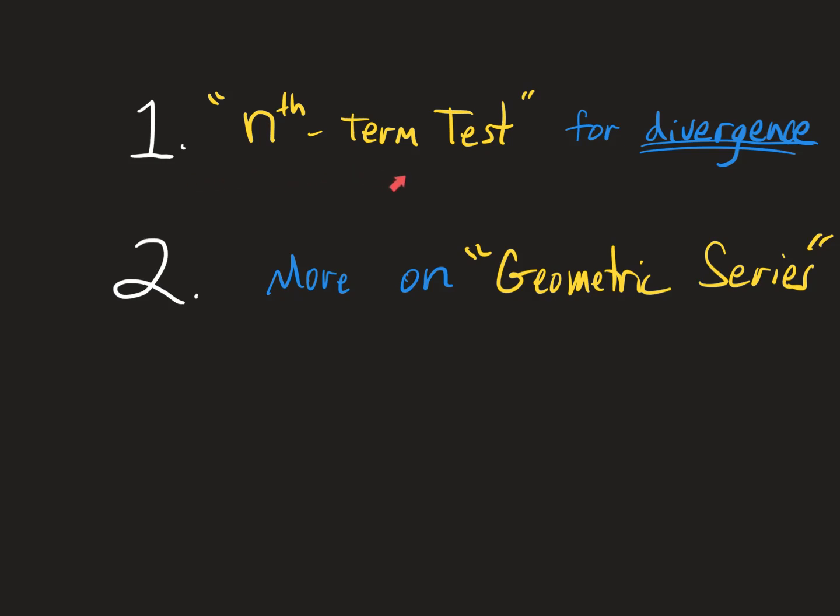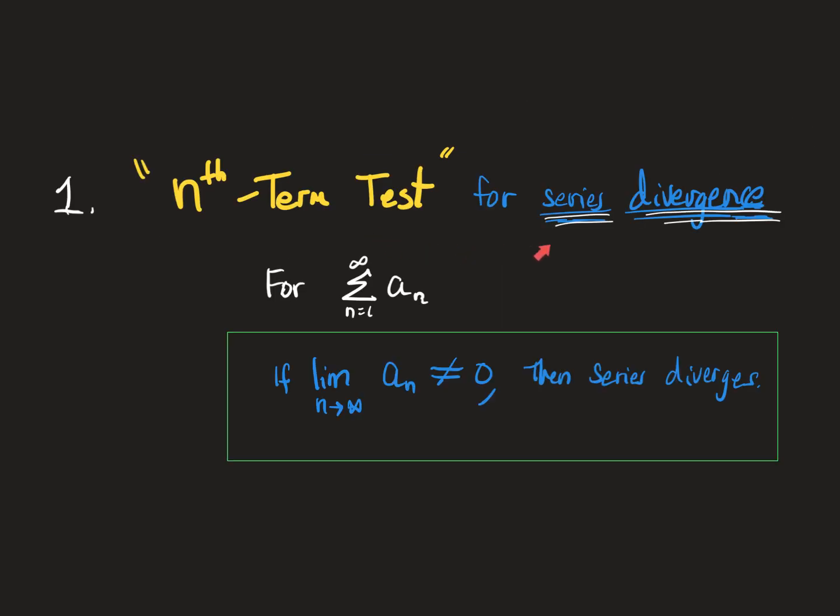A few quick notes about the nth term test and a few more things about the geometric series. The nth term test is a test for series divergence. That's it. If you have a series, the test says if the terms don't tend towards zero, then the series diverges. So if the terms are getting bigger, the series diverges. If the terms are approaching 3, the series diverges. If the terms aren't approaching 0, the series diverges.